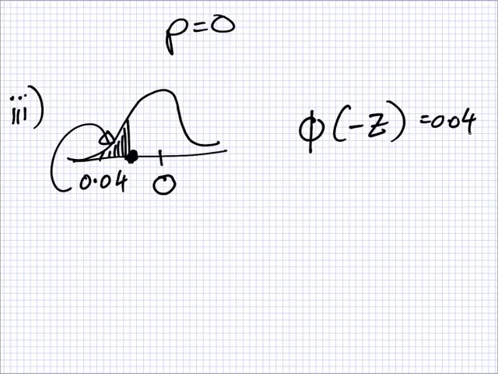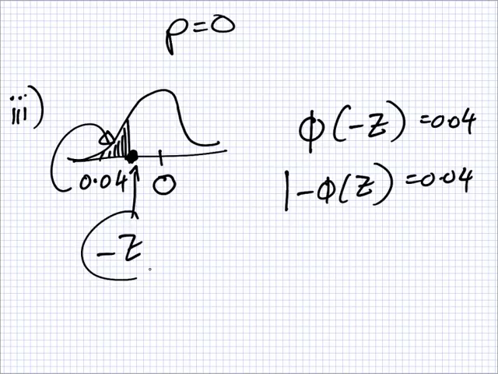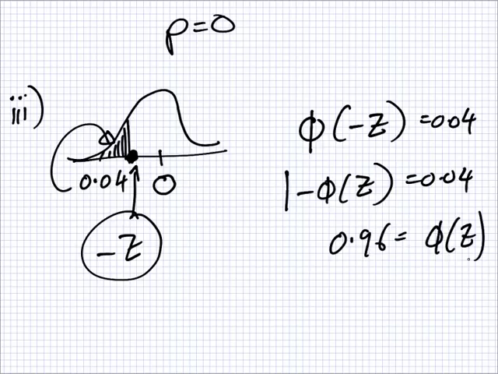But there's a problem. I can't look up negatives. So I can look for a z so that 1 minus that z is 0.04. By the way, I'm calling this minus z. So, what z will give me a 0.96 area?